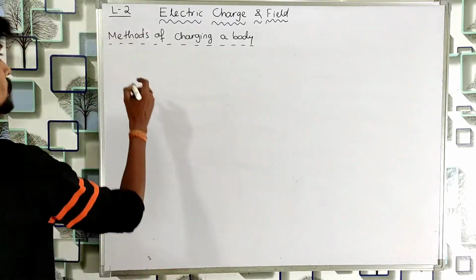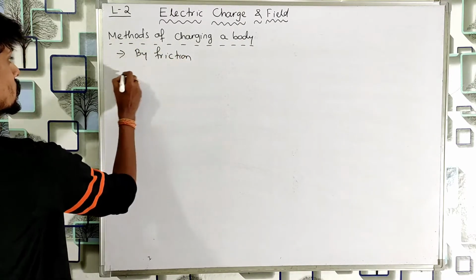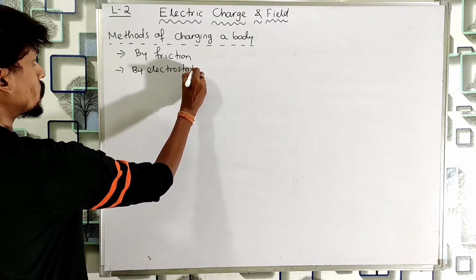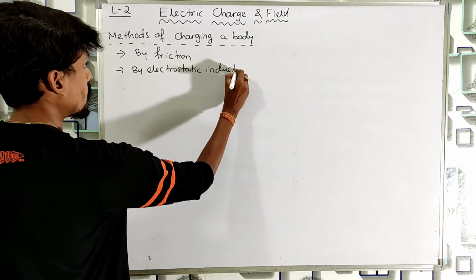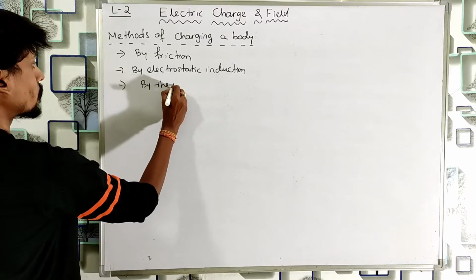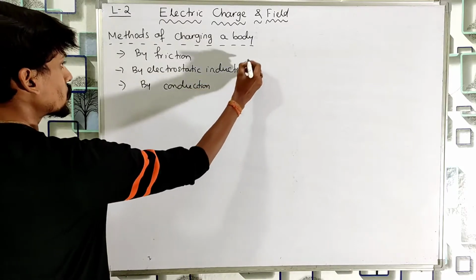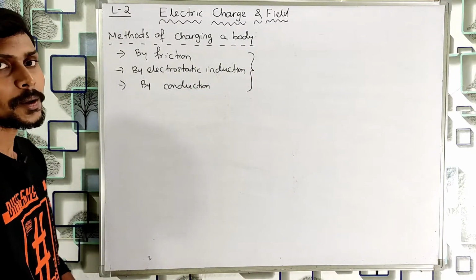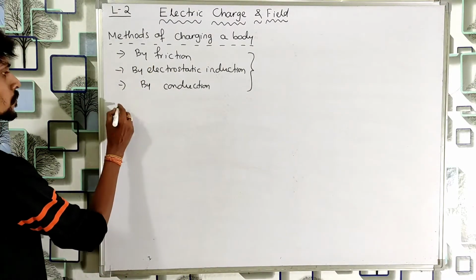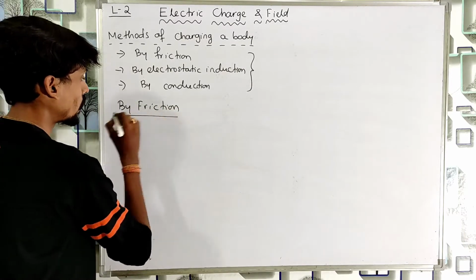So the 3 methods are: the first one is by friction, the second one is by electrostatic induction, and the third one is by conduction. So these are the 3 methods to electrify or to charge a body. We'll discuss the first one, the method of friction. You have already studied this method in the lower classes.